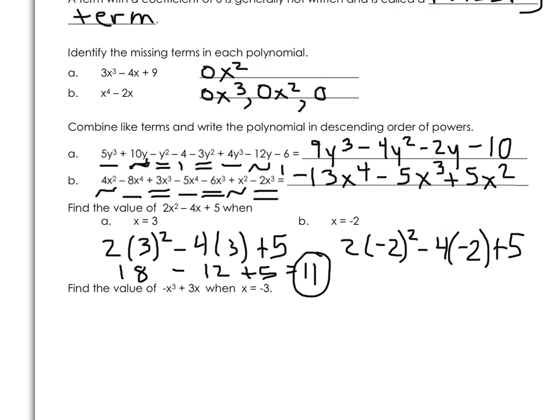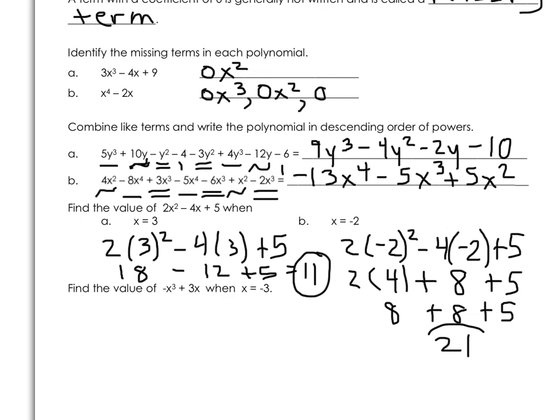Order of operations again. Negative 2 squared is a positive 4, so that'll be 2 times positive 4. Minus 4 times a negative 2 gives us plus 8. Plus 5. 2 times 4 is 8, plus 8 plus 5. 16 plus 5? 21. And that's our answer.